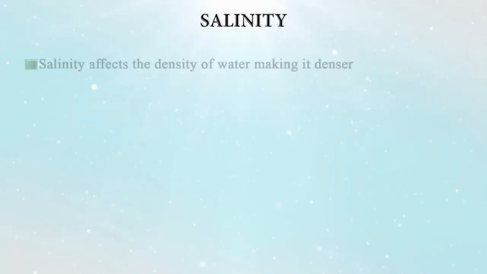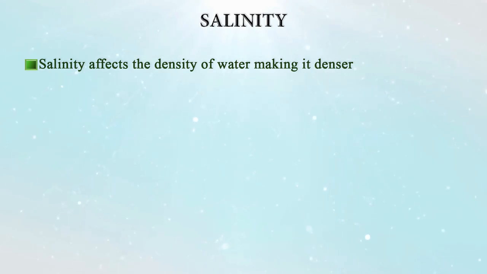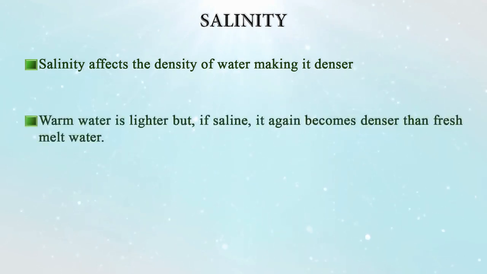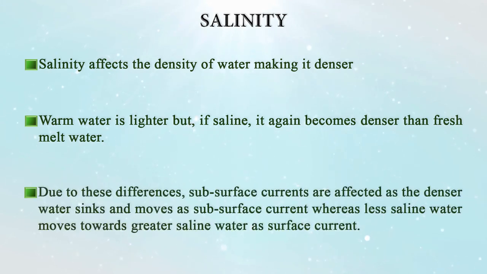Now, how does salinity affect the movement of ocean currents? You see, salinity affects the density of ocean water, making it denser. If the water is cooler, then it becomes all the more dense if it is more saline. Even though warm water is lighter, if it is saline, it will become denser than the fresh melt water. Due to these differences, the surface currents are affected, as denser water sinks, as I have explained in the previous factors also. Denser water sinks and moves as subsurface currents, whereas the less saline water moves towards the area of greater salinity as surface current.